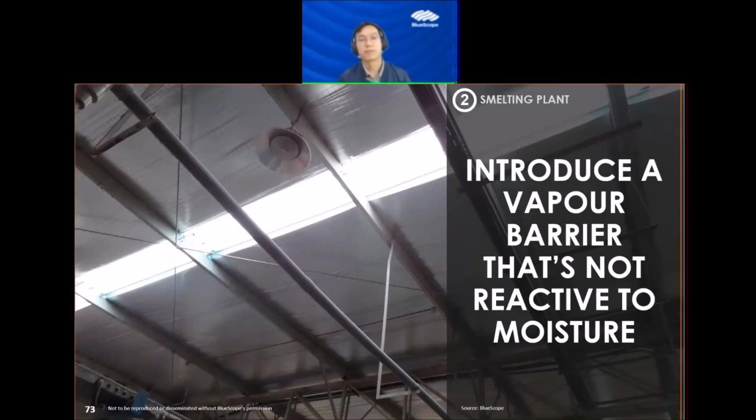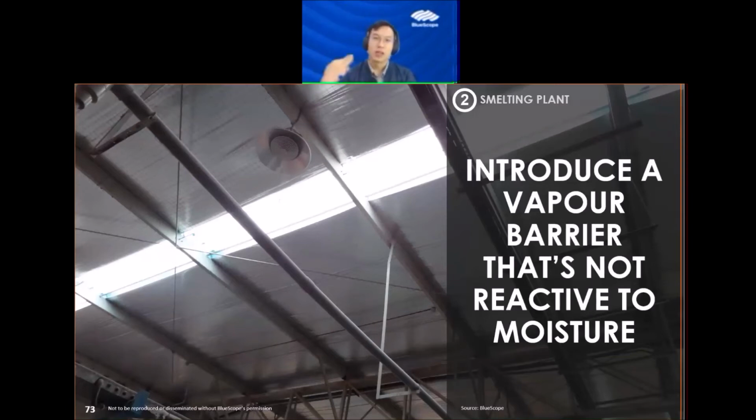And last would be quite straightforward: introducing a vapor barrier that is not reactive to moisture. Of course, in our previous episodes, those who joined know that we always refer to this vapor barrier. In this case, this vapor barrier has to be non-reactive to moisture or not absorbent, meaning it will not absorb the moisture, so that it does not transfer the moisture to the roof.